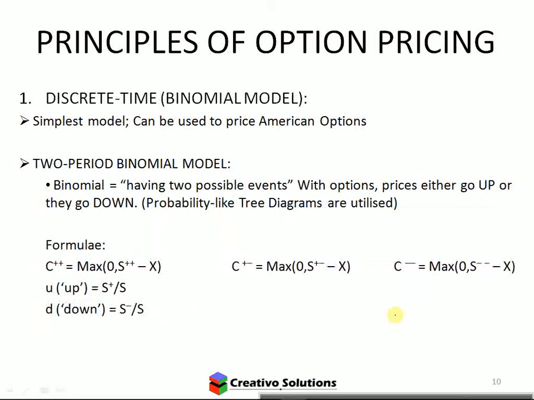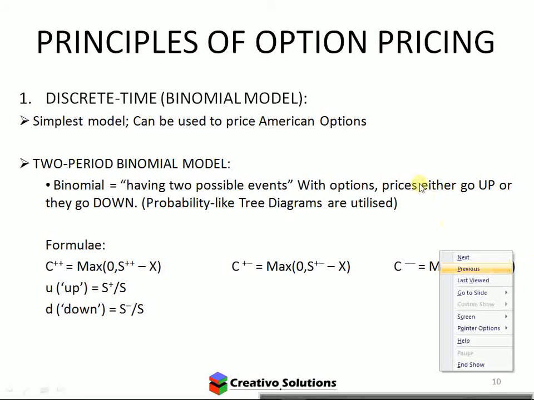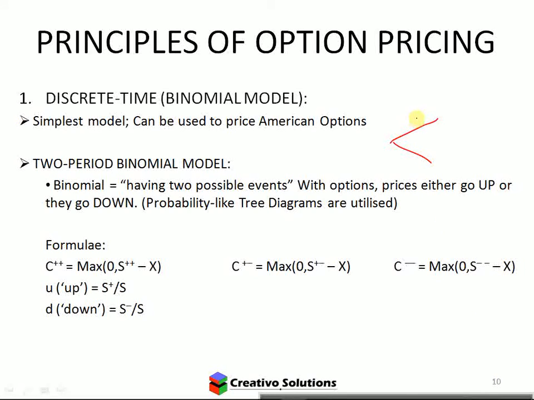Alright, so if we have a two-period binomial model, again, binomial means two events. So here we've got up and we've got down again. This is a tree diagram. What is a tree diagram? It's different events. Outcome 1, outcome 2. Then outcome 1, outcome 2 again. So that's the first level, that's the second level. Level 1, level 2, but two different branches, if that makes sense.